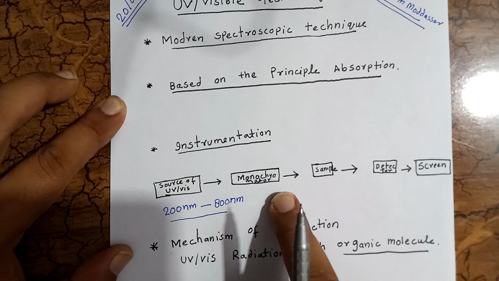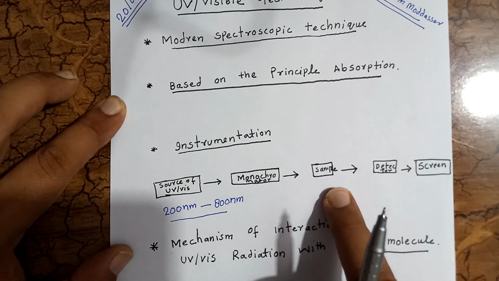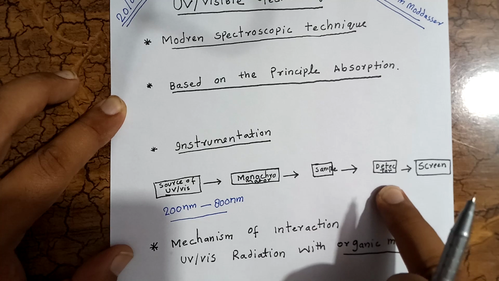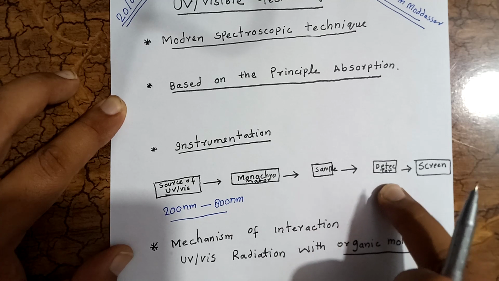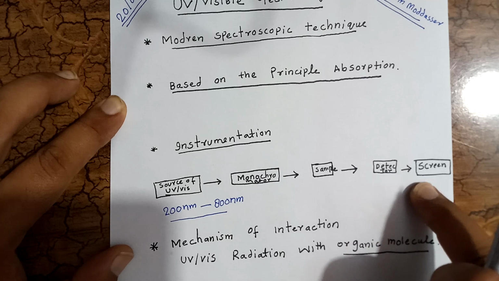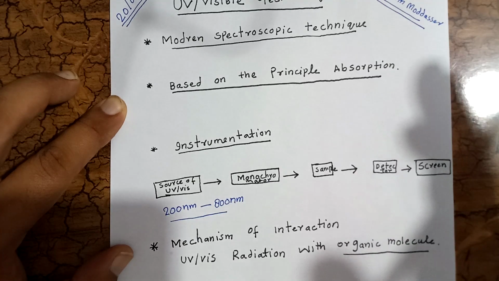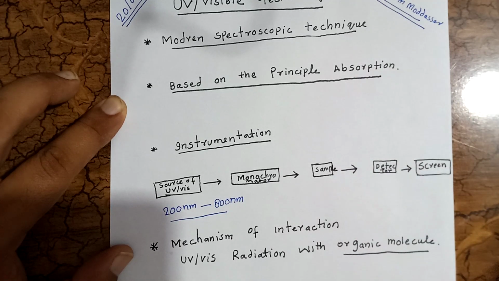Then that monochromatic light is passed through the sample, which absorbs some of the light, and the rest is transmitted. The detector detects that, and after detection it gives a signal to the screen, and the screen gives us a spectra, actually absorption versus wavelength. That spectra we can interpret, and from that we can determine what kind of sample is used.